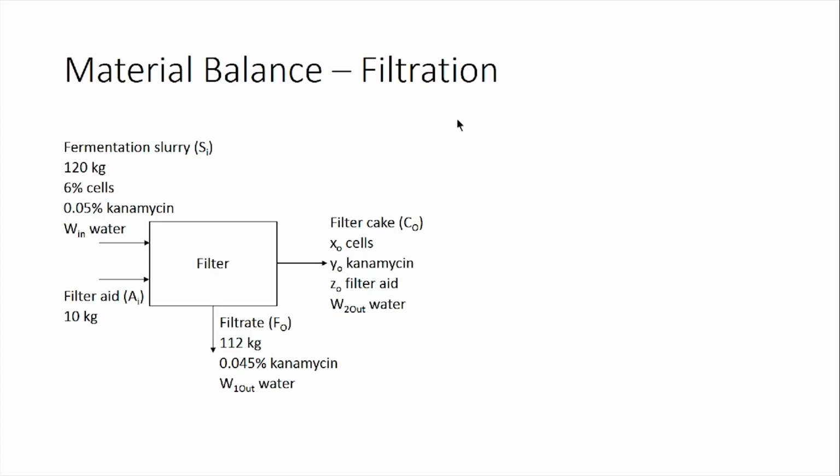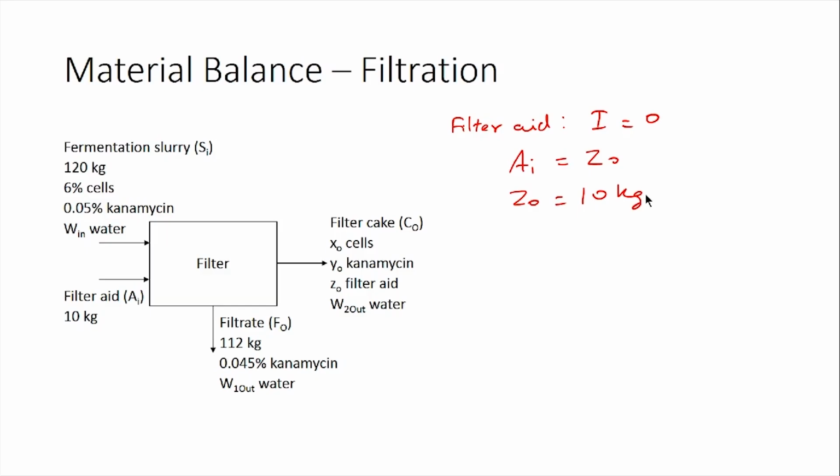We can continue writing component balances. For filter aid, we can write the component balance as, again, input equals output. The input comes only through Ai and the output leaves only through C0. The amount of filter aid leaving the system through the filter cake has been written as Z0. So Ai equals Z0, implying Z0 would be 10 kilograms.